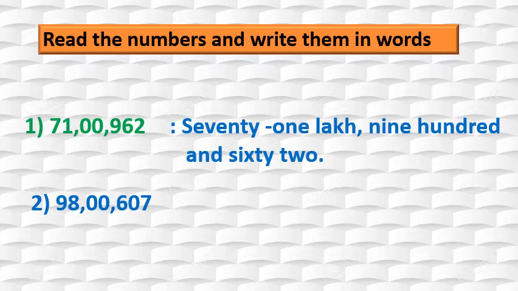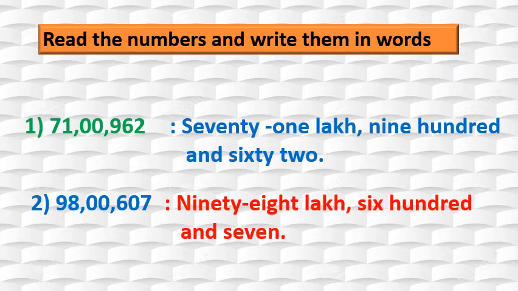Because of this comma it is very easy to read. In the second sum, again 00 is there in the thousands place. Now we will read 98 lakh 607. Got this?